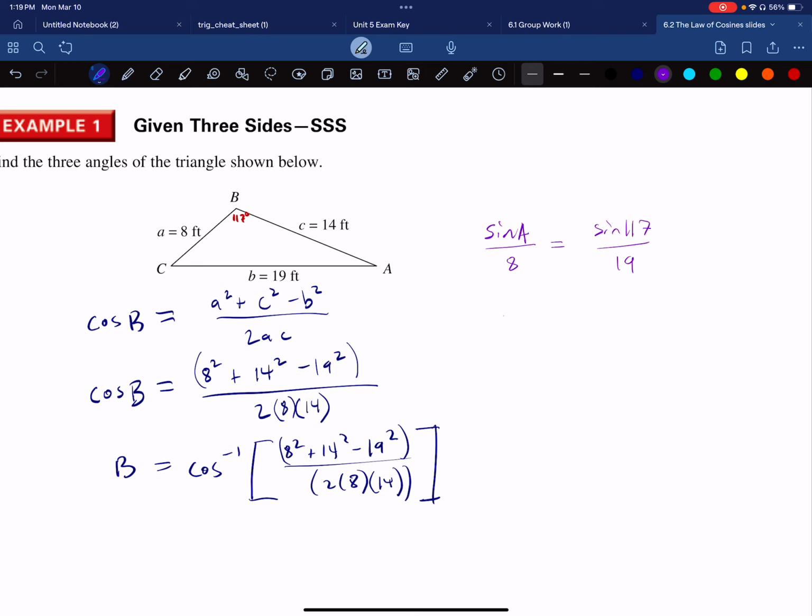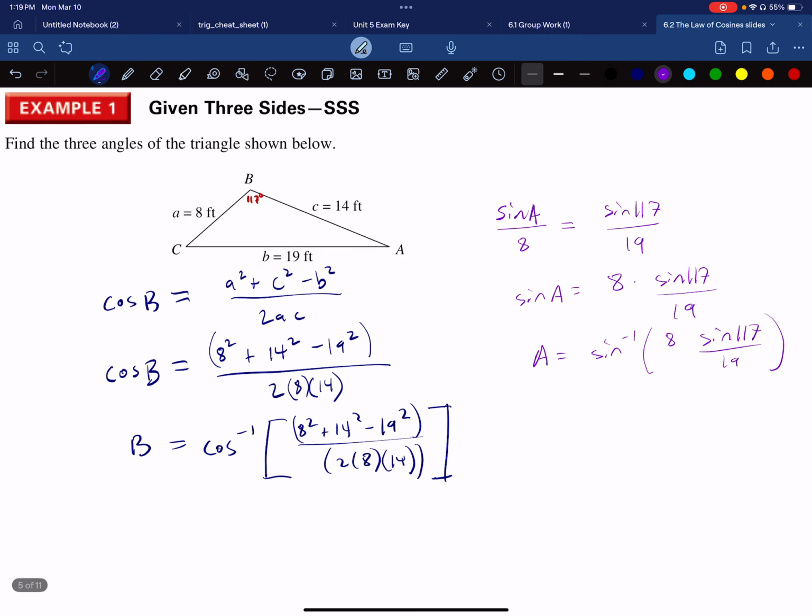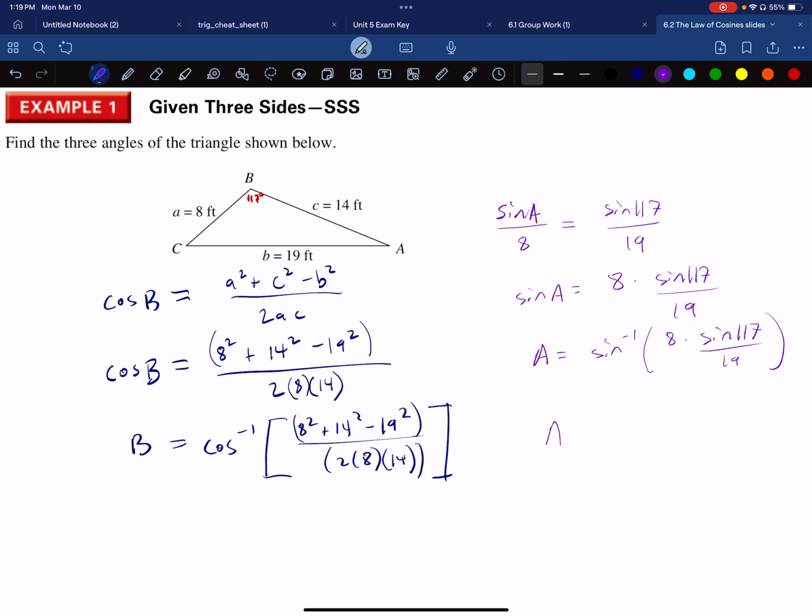So isolating sine A, 8 times sine 117 over 19. And then again, use inverse sine in this case. So inverse sine of 8 times sine 117 over 19. And that is multiplication. I don't want you to get confused. I kind of wrote it like it's subtraction, but that's times. Okay, let's pop that in the calculator.